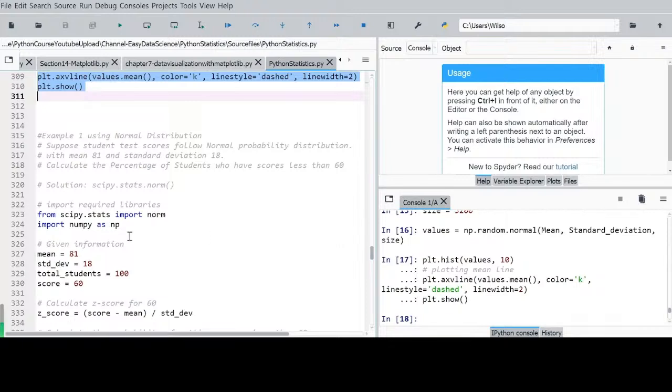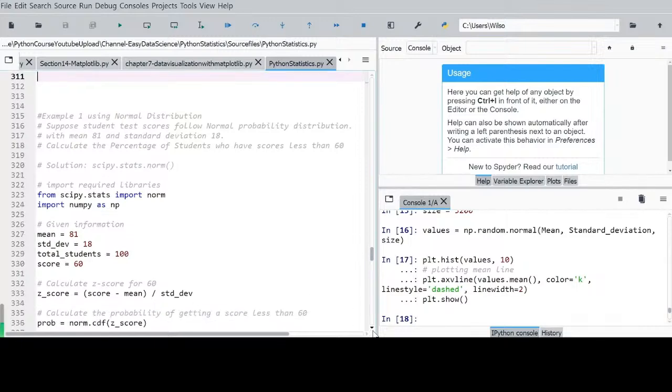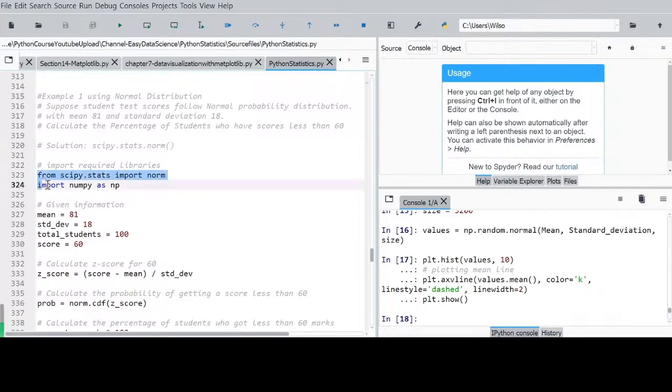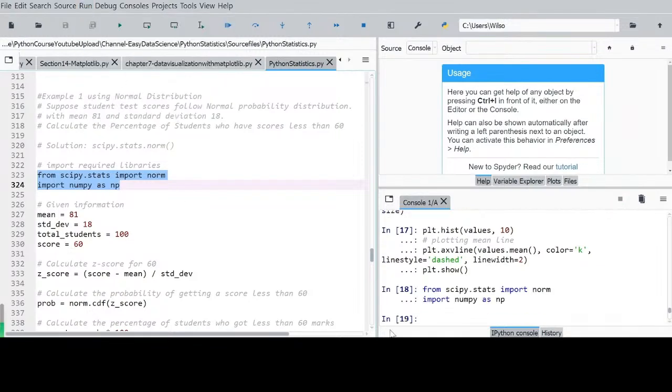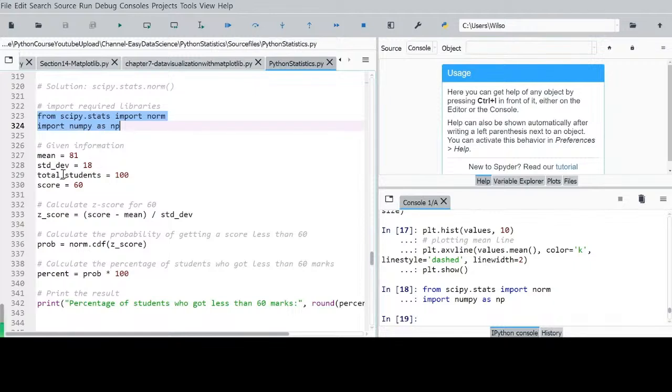So the solution is we can use the SciPy module's norm function. We will first load SciPy's norm and NumPy. And we define some parameters of this normal distribution. So mean is 81, standard deviation 18, and there are 100 students. And we want to know the percent of students who have scores lower than 60. So we set the score to 60 here.